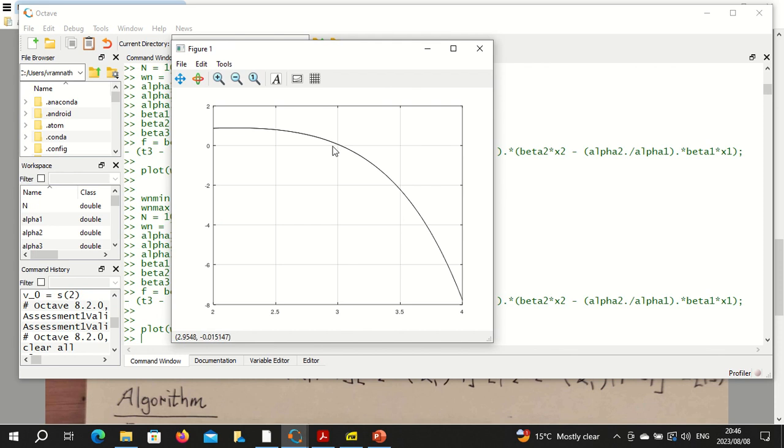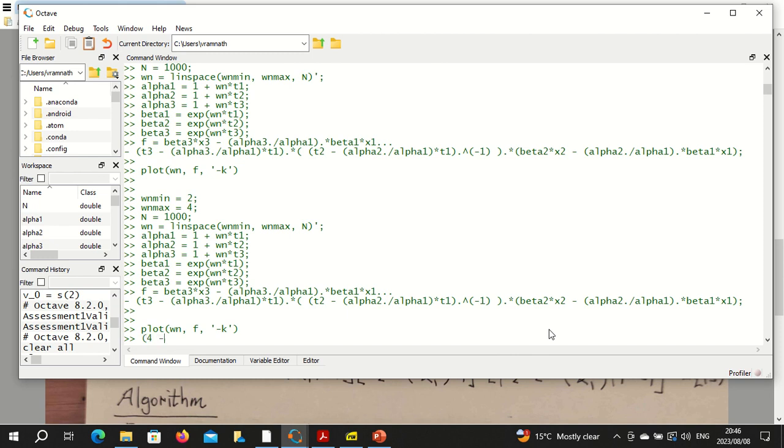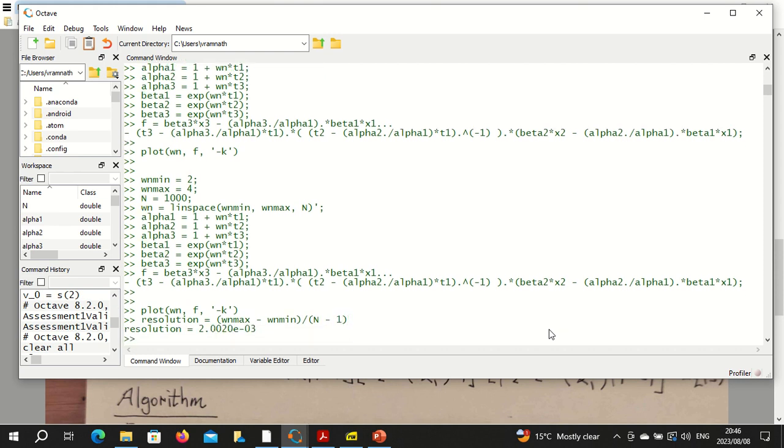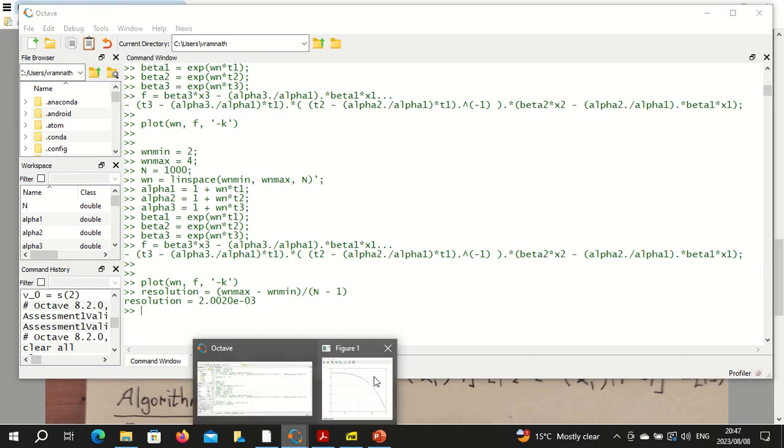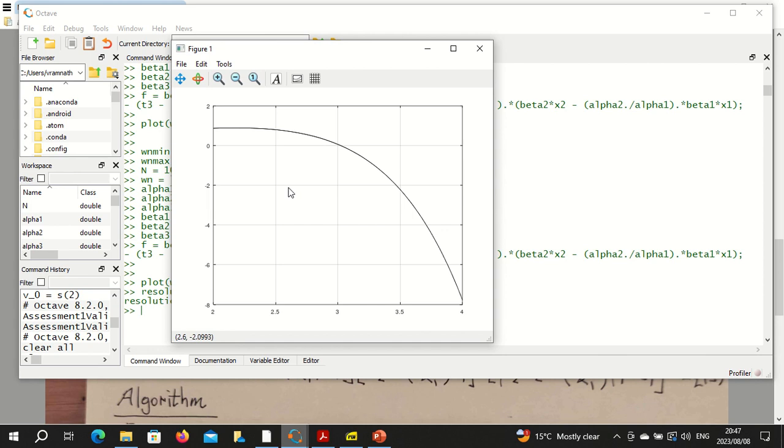It seems that we are closer, but our resolution is from 2 to 4 every 1,000 points. So we can work out omega n to 0.2 times 10 to the minus 3, in other words, 0.002. So what should we do? We can search again from 2.5 to 3.5.